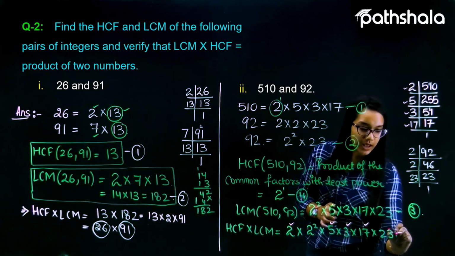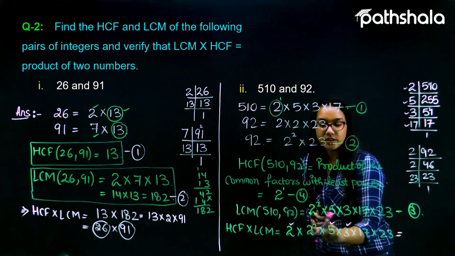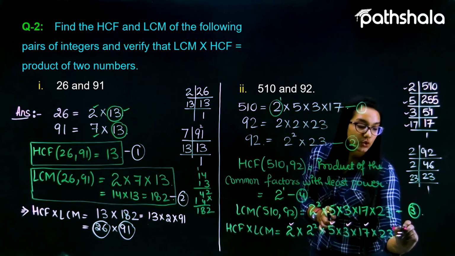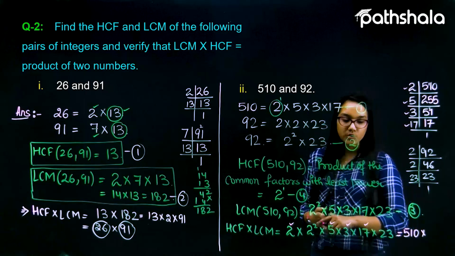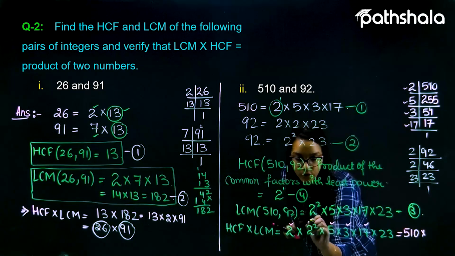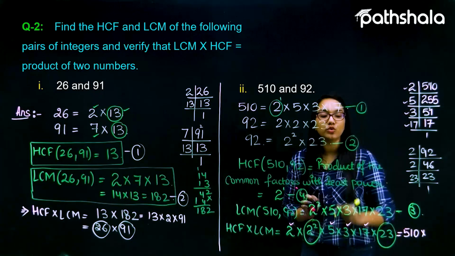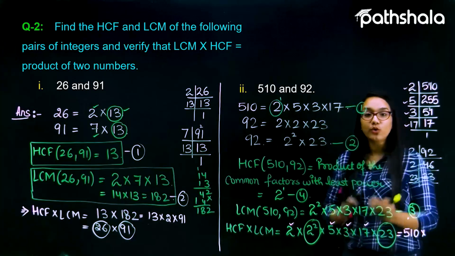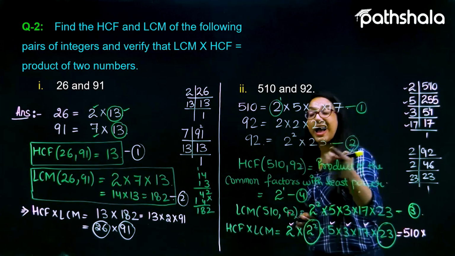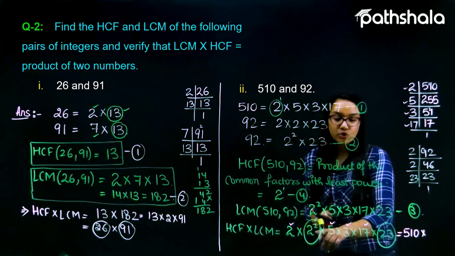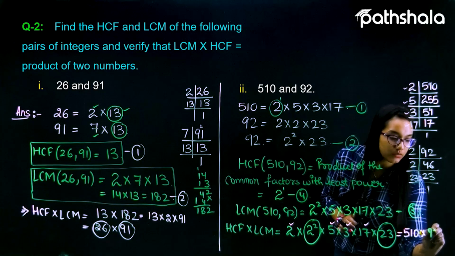So let us suppose I am taking the multiplication of the ones which have a pink tick above all of them. So they are nothing but 510. So the remaining elements are 2 raised to the power 2 and 23. We do know that in equation number 2, 2 raised to the power 2 into 23 is actually 92. So it is nothing but equal to 92.